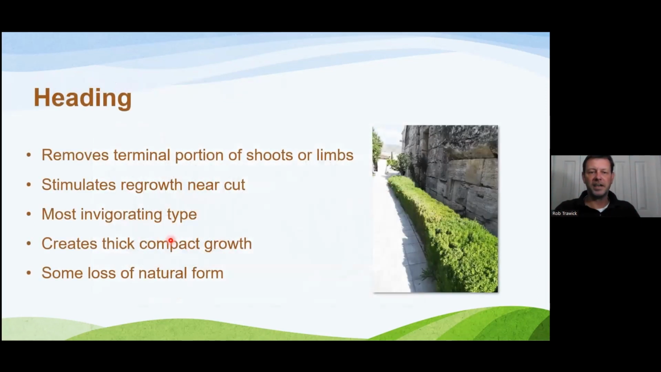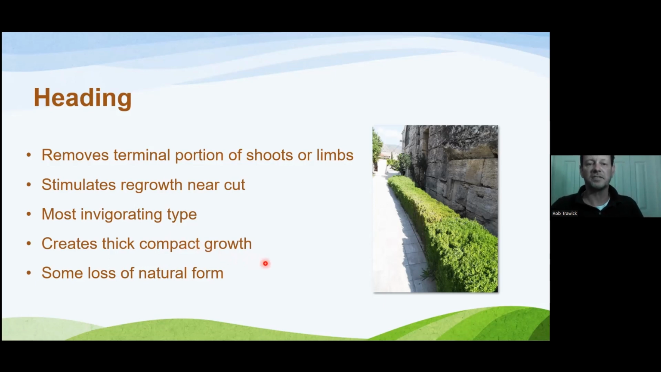So the heading, again, removes the terminal portion of shoots or limbs. It removes those terminal buds. It stimulates all that regrowth near the cuts. It causes all those lateral dormant buds that would never do anything to re-sprout out. It is a very invigorating type of cut, but at the same time, a lot of this growth you're going to be getting back from that cut is not growth you want.